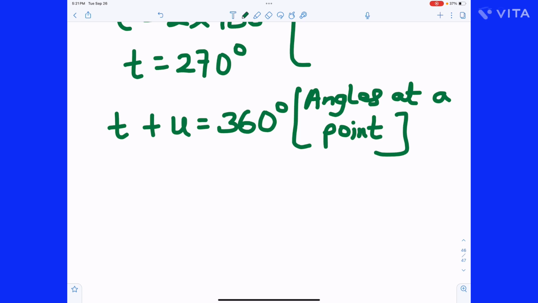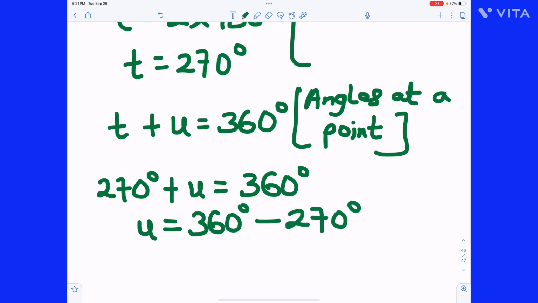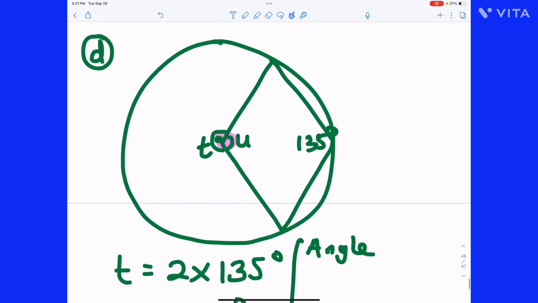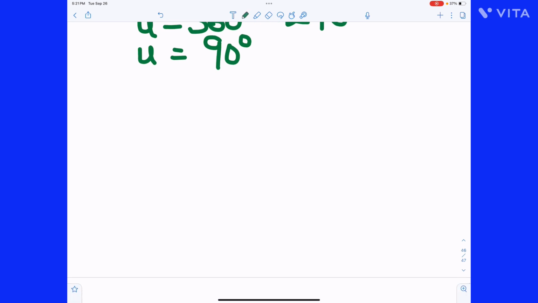So that means we already have T as 270. 270 plus U is 360. U is equal to 360 degrees minus 270. So U is 90 degrees. So that's that for question D.